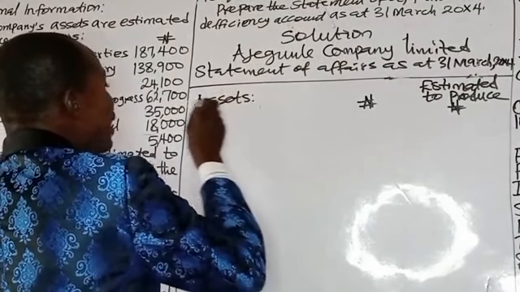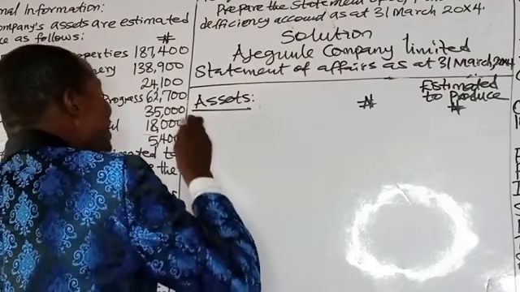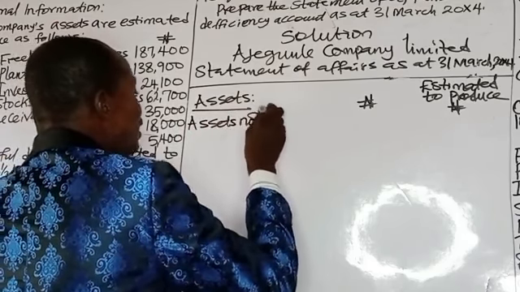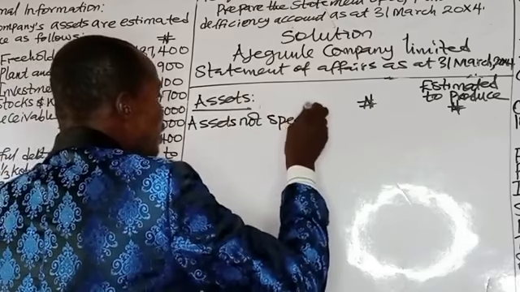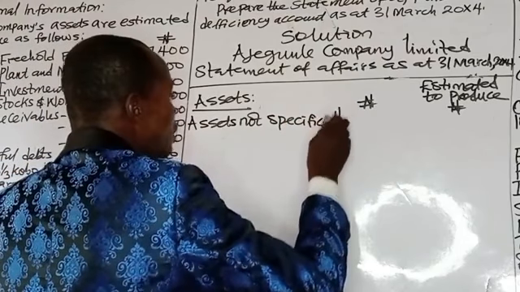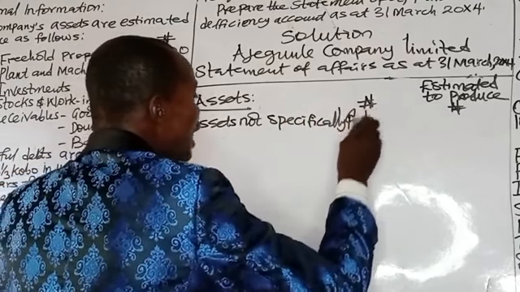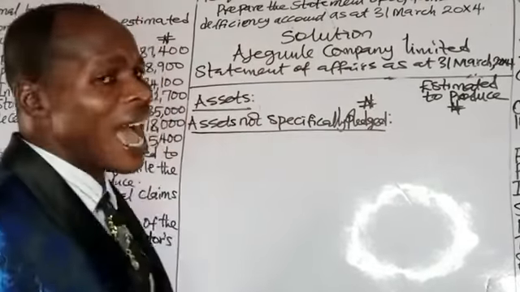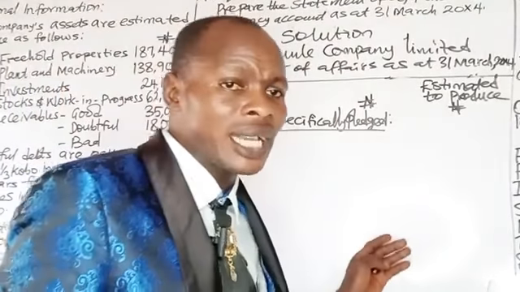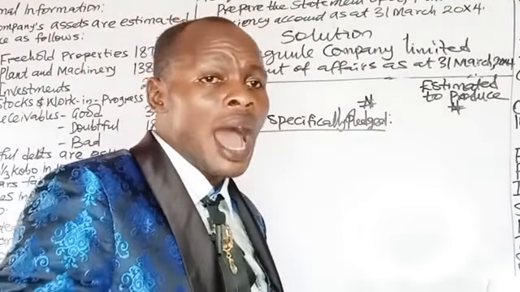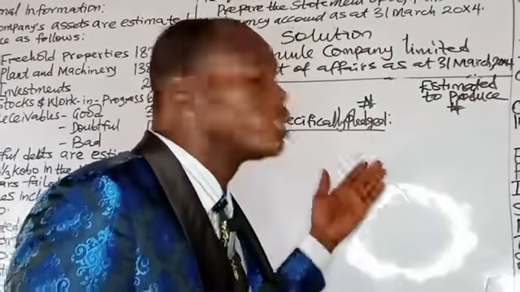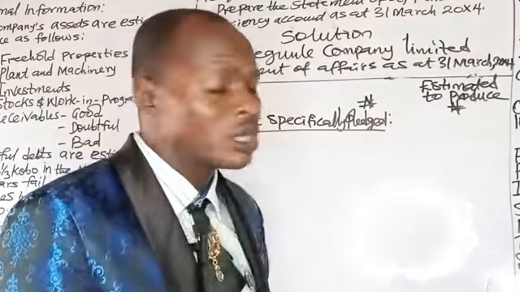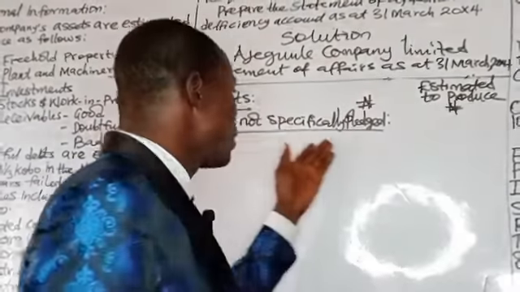So I've told you that number one asset to start with is asset not specifically pledged. I've told you that assets not specifically pledged are the assets that are not used as collateral. They are not used as a security for loans. They are the assets not specifically pledged.